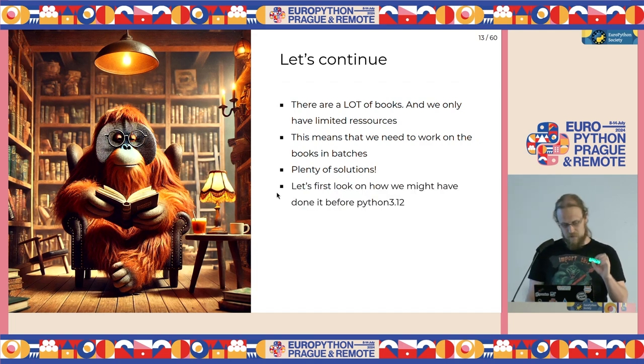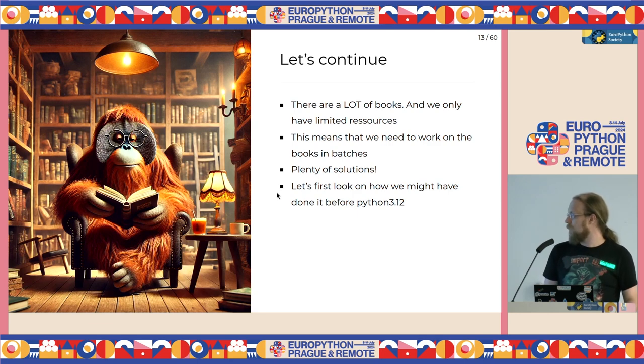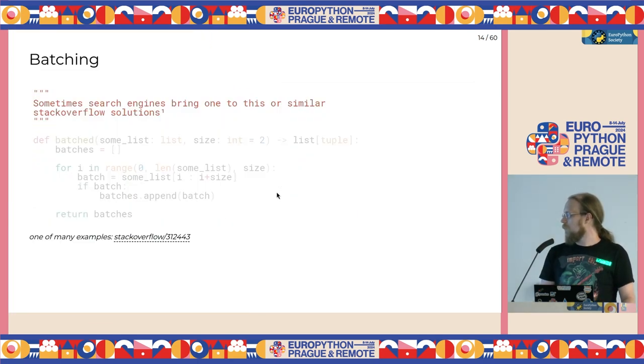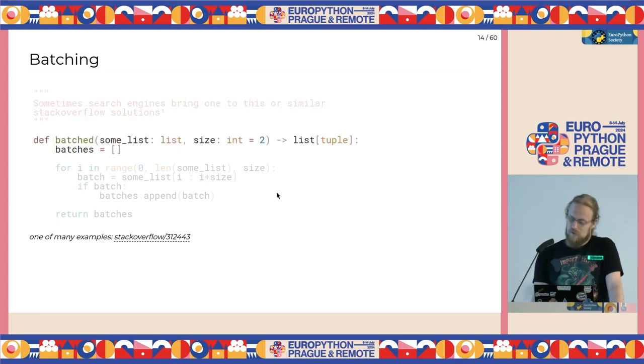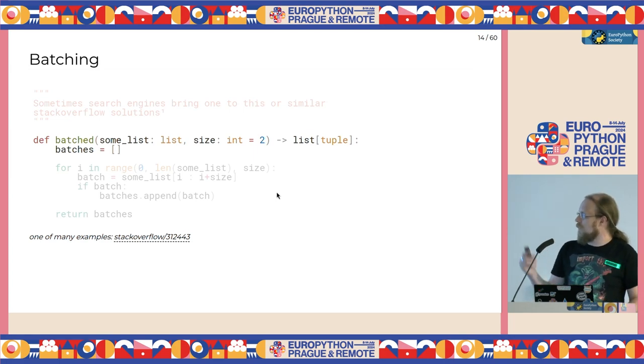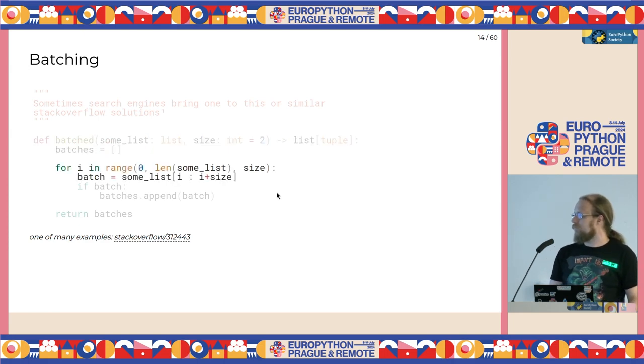But still, let's first look at how we might have done it before Python 3.12. It is code you find in numerous places on Stack Overflow, and even ChatGPT advises using something like this. In this case, we have our batch function. It takes some list and a size, and it gives us back a list of tuples of fixed size, which means if I have 10 books, I always get only two at the same time.